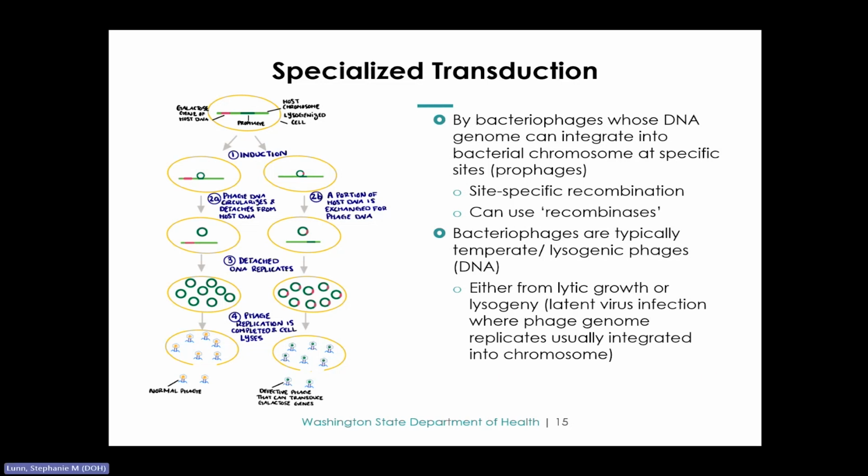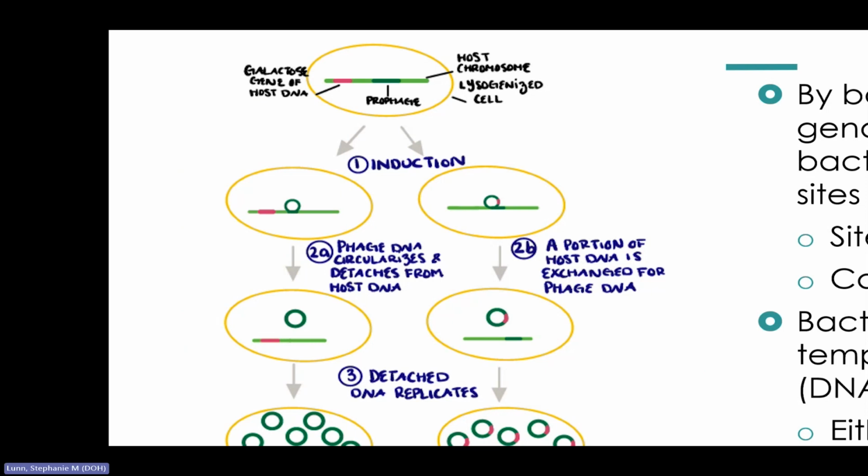So as shown in this figure, we see a part of the phage genome that has been integrated at a specific site into the chromosome, and this is called a prophage, and this is represented here in dark green. Also note the galactose gene present in the chromosome as well, in pink.